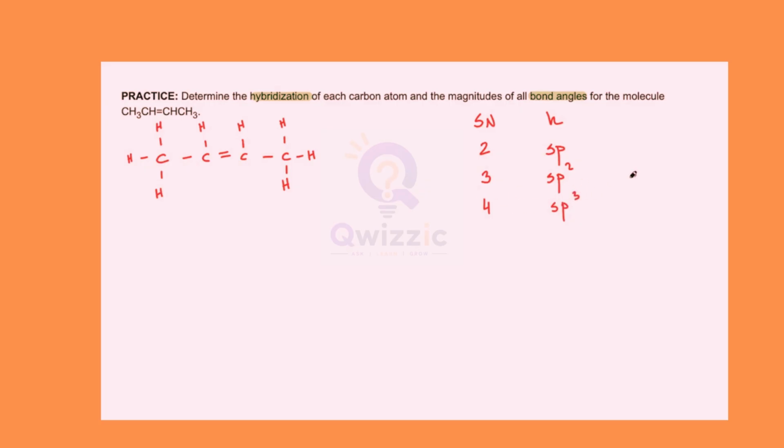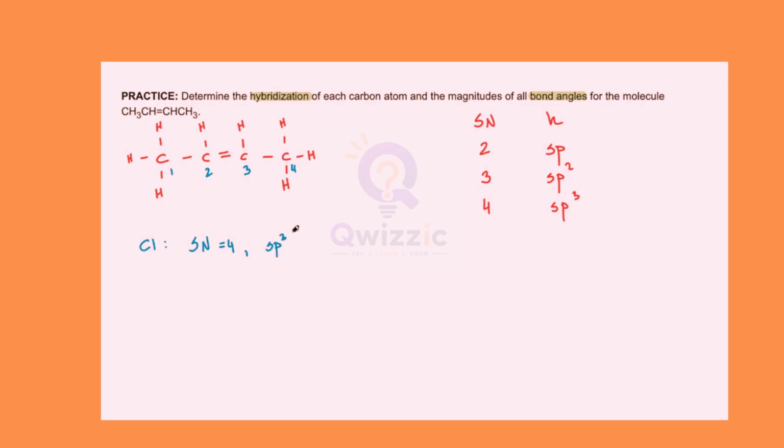So in this case, what we're going to do is just analyze each carbon. Let's label them 1, 2, 3, and 4. Starting with carbon 1. How many bonds does it have? Well, it has 4 single bonds. So the steric number is 4. Those are the electron regions, individual electron regions. If the steric number is 4, then the hybridization is sp3.